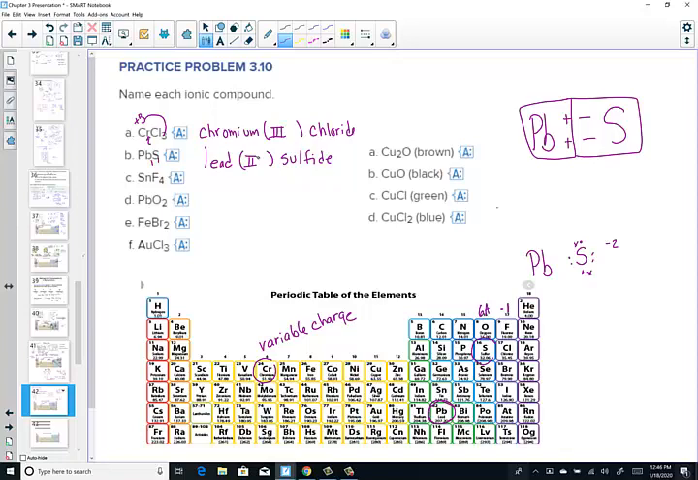How about letter C? Sn, that's the elemental symbol for tin. I'm going to leave the parenthesis open, and as we work to figure out the charge, that's what will go in. F is the elemental symbol for fluoride. So we have tin something. I have to work on that. Fluoride is a -1 charge. So what must be the charge on the tin to electrically balance 4 units of fluoride?